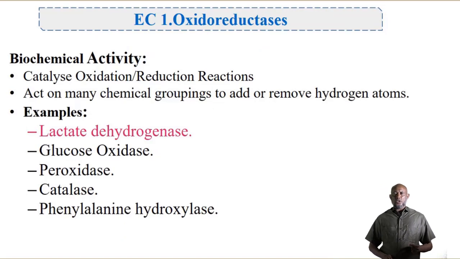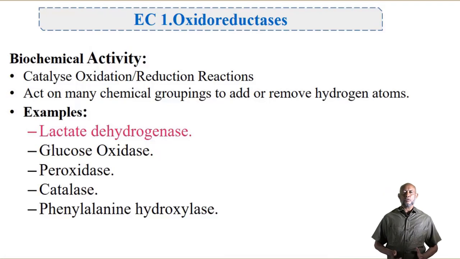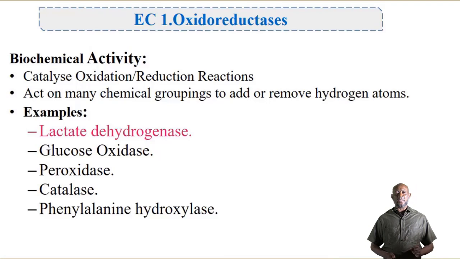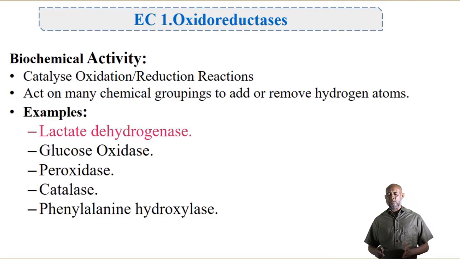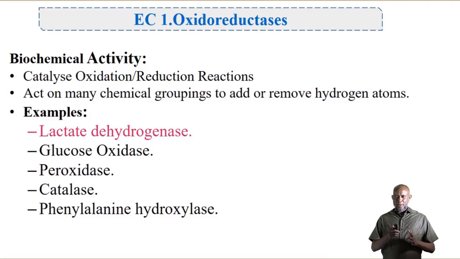Now let's look. EC 1, or the first Enzyme Commission class, is said to be oxidoreductase. We said that there are six main classes of enzymes. The first class is known as oxidoreductases. The biochemical activity of this enzyme is that it catalyzes the oxidation reduction reaction, okay? And it acts on many chemical groupings to add or remove hydrogen atoms. It is simple to understand from its name: this enzyme catalyzes the oxidation reduction reaction. Therefore, it either adds or removes hydrogen atoms.